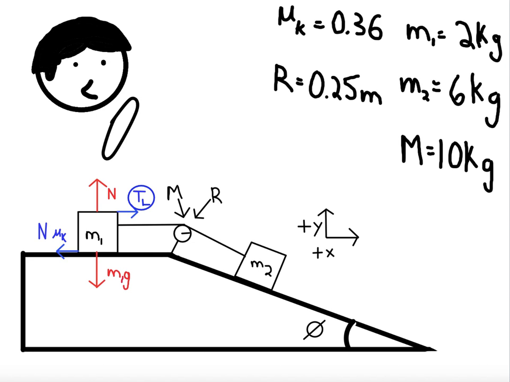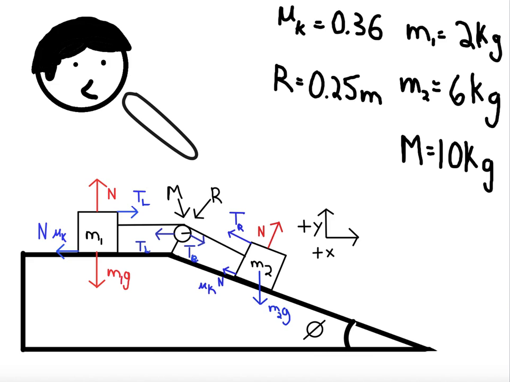So those are the forces acting upon the first block. The ones labeled in red aren't really going to matter too much, and there's TL for the tension of the string on the left side. And then there are the pulley's forces acting on it. There's again tension on the left and tension on the right, and those are different tensions. And finally, the m2 block also has its own forces.